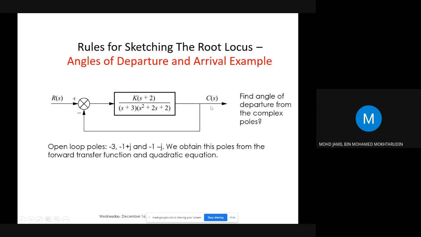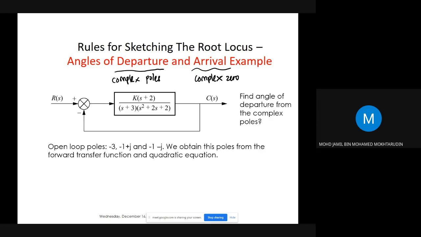Okay, so in this example, find the angle of departure from the complex poles. Okay, so one more thing about angle of departure and arrival. So angle of departure is for complex poles. Meanwhile, the angle of arrival is for complex zero.